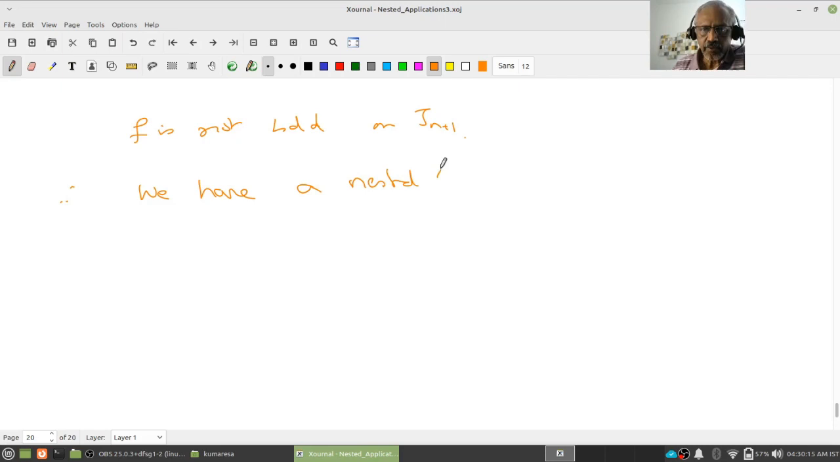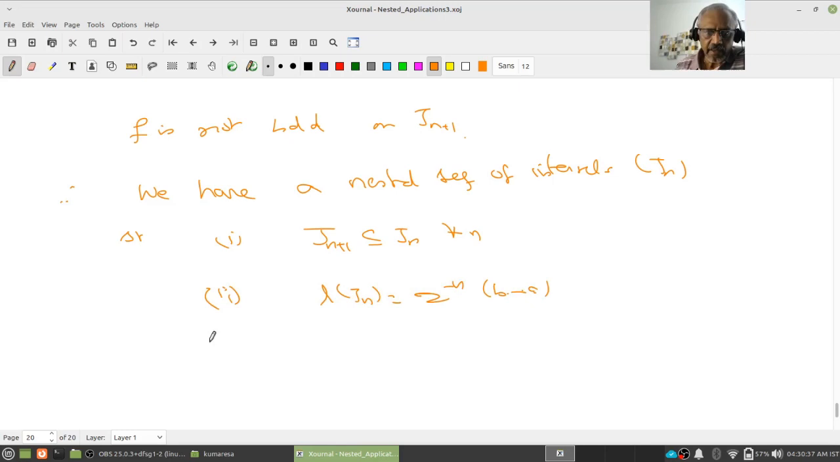Therefore we have a nested sequence of intervals Jn, such that, I will write again the definition: one, Jn+1 is contained in Jn for all n; two, length of Jn is 2 to the power minus n (b minus a); and three, f is not bounded on Jn, which is [an,bn]. Right? Notice that these are all closed and bounded intervals, therefore I can apply the nested interval theorem. So, okay, pause, review, proceed.